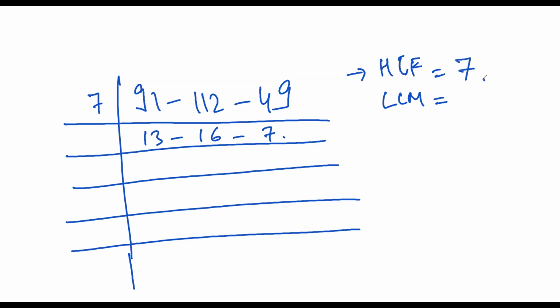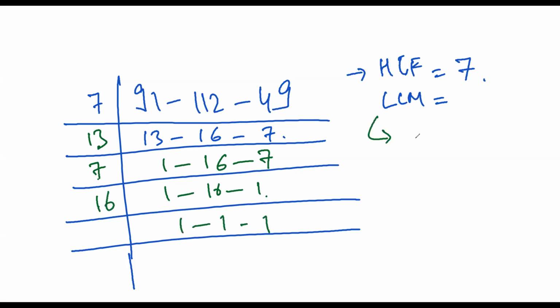But if I had to find the LCM, this process would continue. What should I write here? 13. What should I write here? 7. What should I write here? 16. What would be the LCM? So 7 into 13 into 7 into 16. Sarthak, have you understood? Yes, sir.